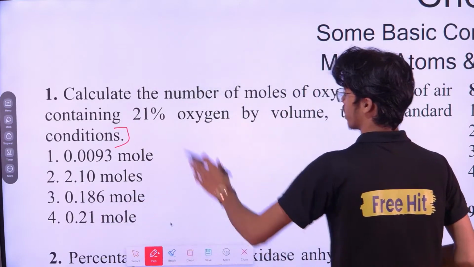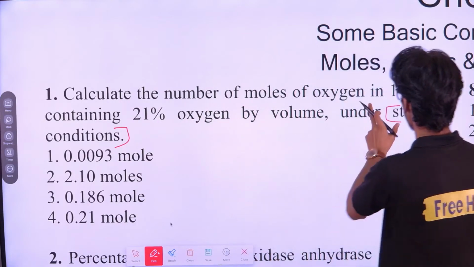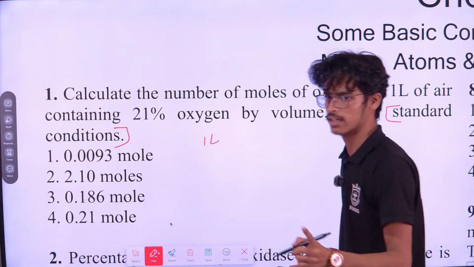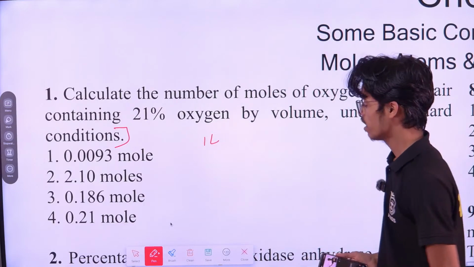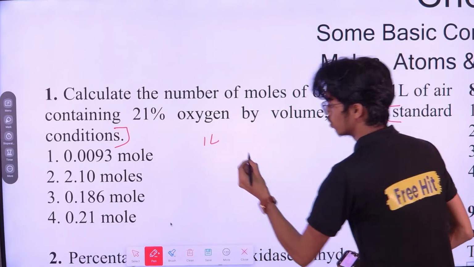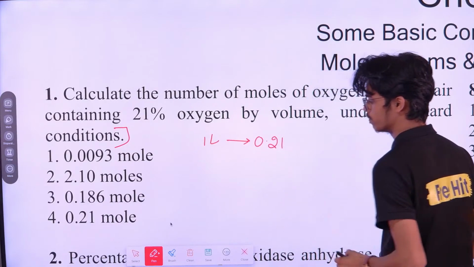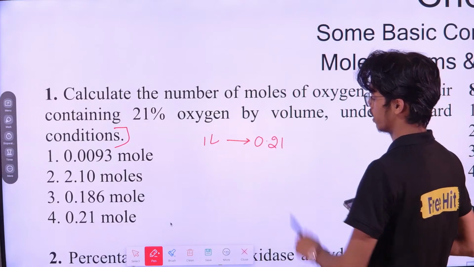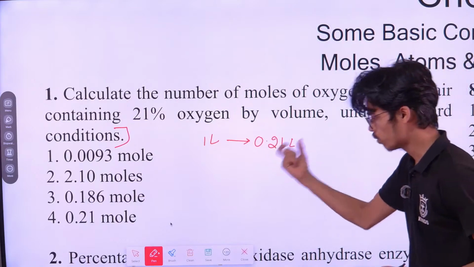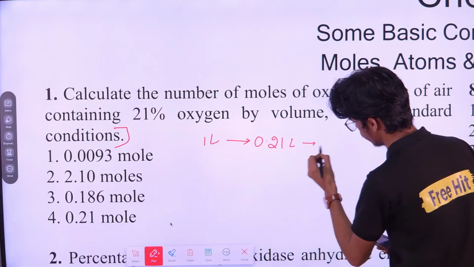What you need to do is calculate the number of moles of oxygen in 1 liter of air. Now remember, we have 1 liter of air, not 1 liter of oxygen. In this 1 liter of air, 21% is oxygen. So 21% of 1 liter is how much? You just multiply 1 liter by 0.21, and you will have 0.21 liter. So now we have 0.21 liters of oxygen.